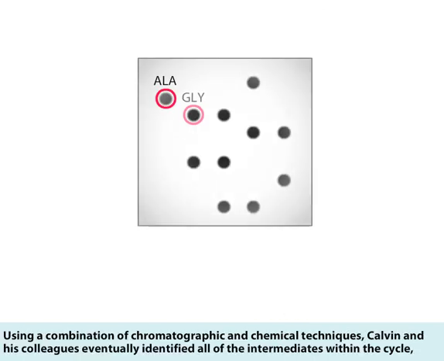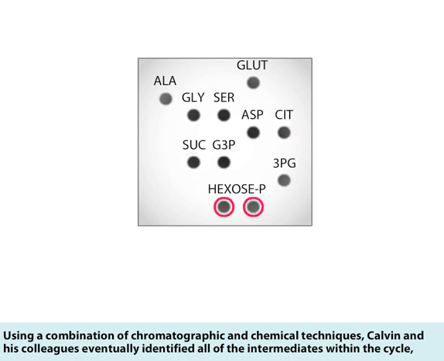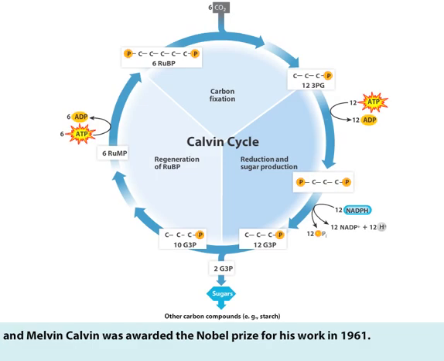Using a combination of chromatographic and chemical techniques, Calvin and his colleagues eventually identified all of the intermediates within the cycle, and Melvin Calvin was awarded the Nobel Prize for his work in 1961.